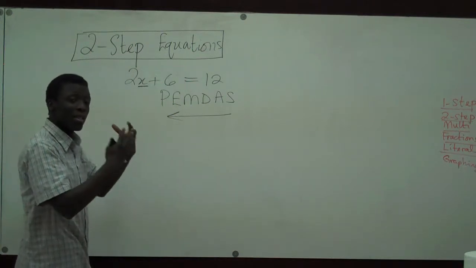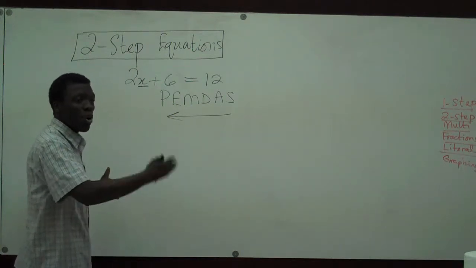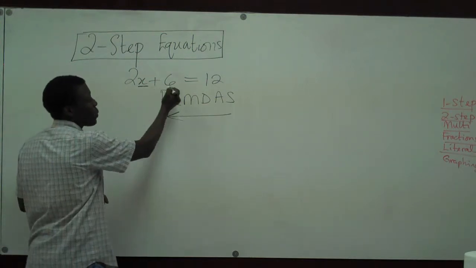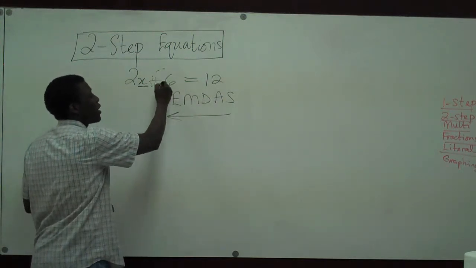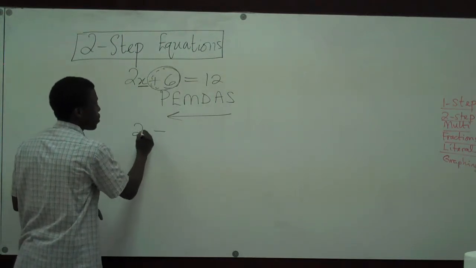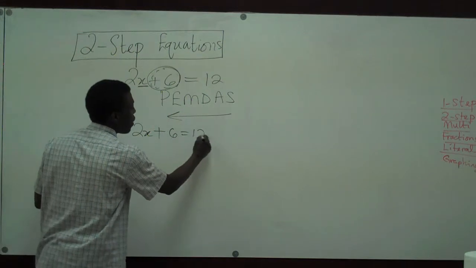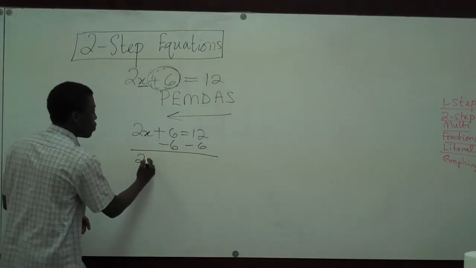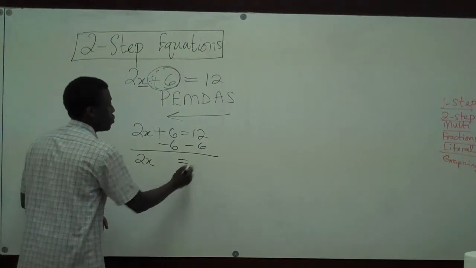But I'm trying to explain a systematic method that you can use at all times that will get you to what you need. When you have 2x plus 6 is equal to 12, focus on getting rid of the addition piece. So subtract 6 from both sides. So you have 2x plus 6 is equal to 12. I'm going to subtract 6 from both sides, okay? So then I'm left with 2x is equal to 6.